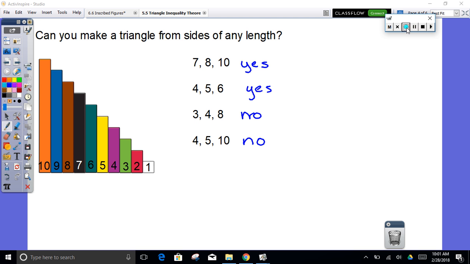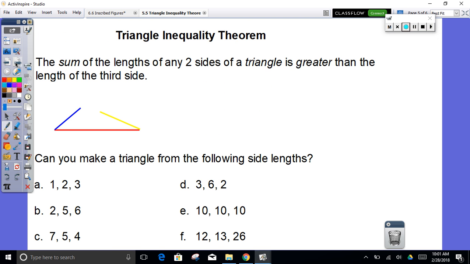Okay, good. There's actually a rule about this. It's called the triangle inequality theorem, and you've just discovered it. It says the sum of the lengths of any two sides of a triangle is greater than the length of the third side. So if we have three sides of a triangle and we add up the two smaller sides, it has to be bigger than the third side. Otherwise, we can't make a triangle because they won't be able to touch at the top.